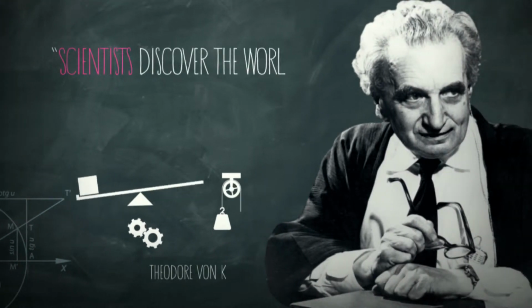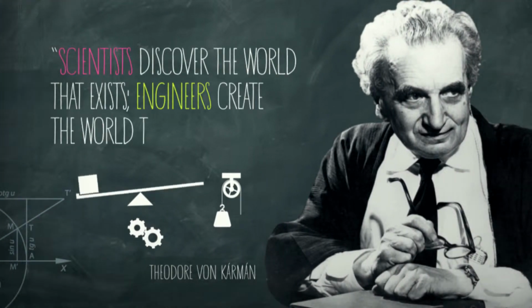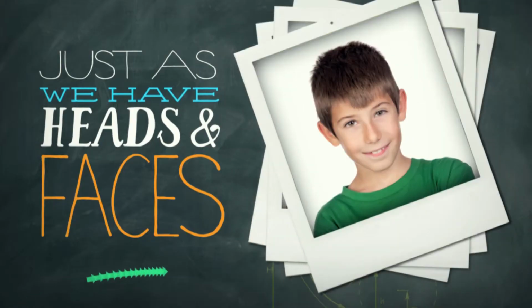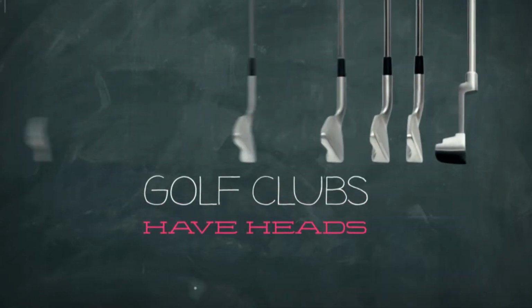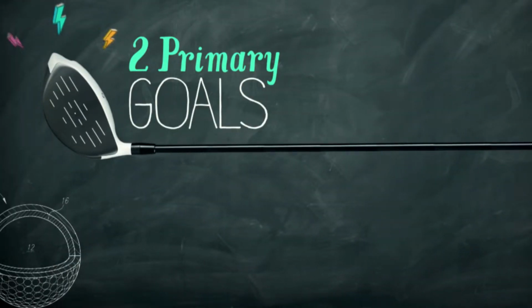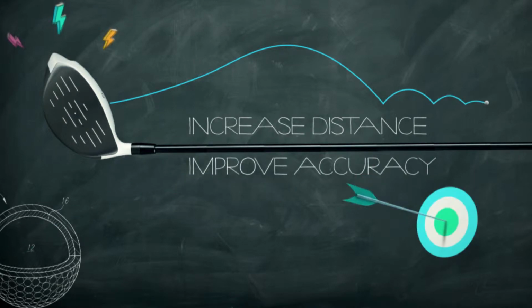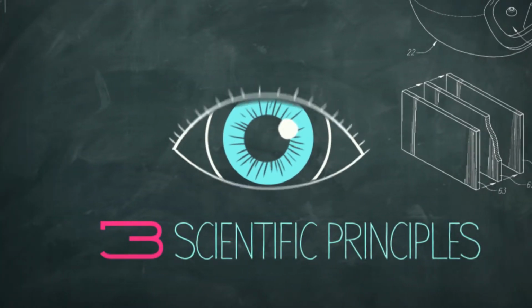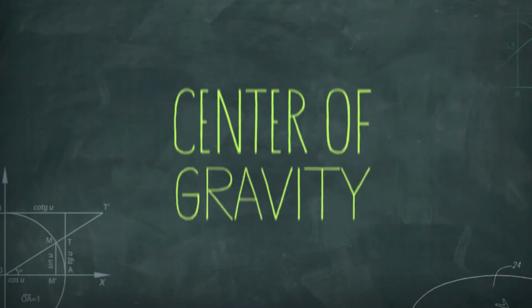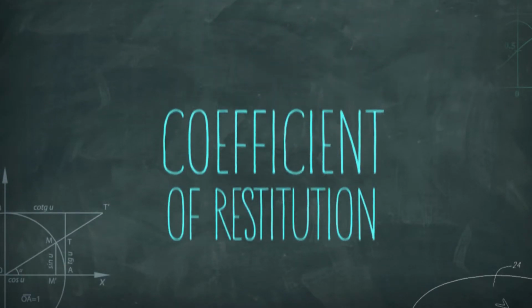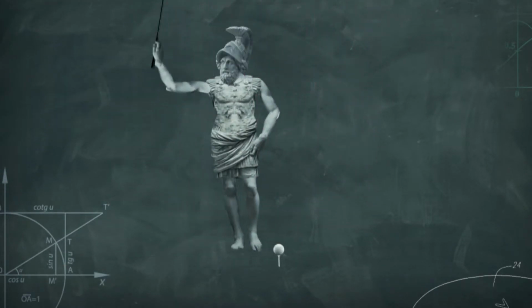Scientists discover the world that exists. Engineers create the world that never was. Just as we have different heads and faces, golf clubs have different heads and faces too. Golf club engineers have two primary goals when designing clubs: increase distance and improve accuracy. To do this, they focus on three scientific principles: center of gravity, coefficient of restitution, and moment of inertia.